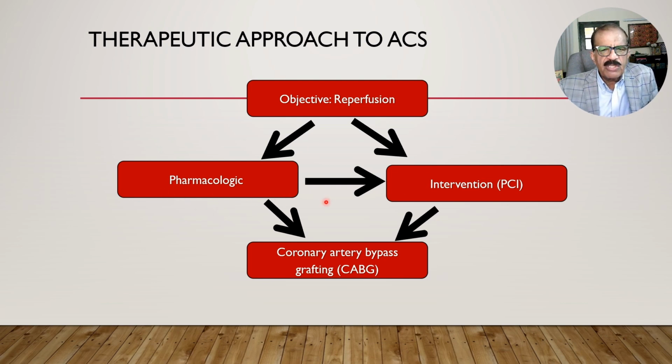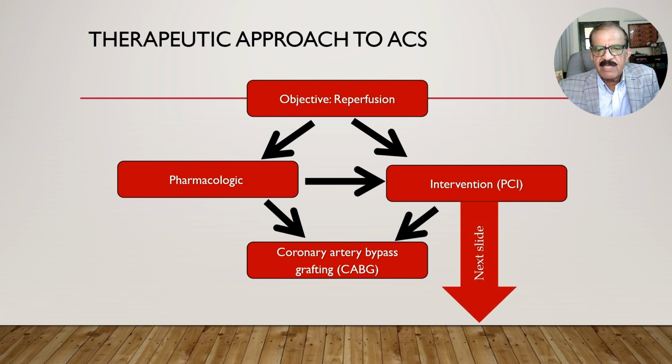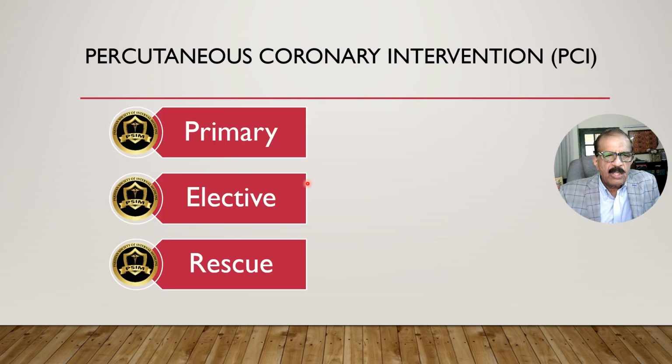So this slide now describes the other methods of intervention, that is PCI, percutaneous coronary intervention. This is of course the treatment of choice. The problem is that this is not available everywhere. In fact, even in developed countries, the possibility of intervention is not always there. But let's discuss it in more detail. So there are three types of intervention, PCIs. One is primary, when you opt to do PCI as the primary modality to reperfuse the myocardium.